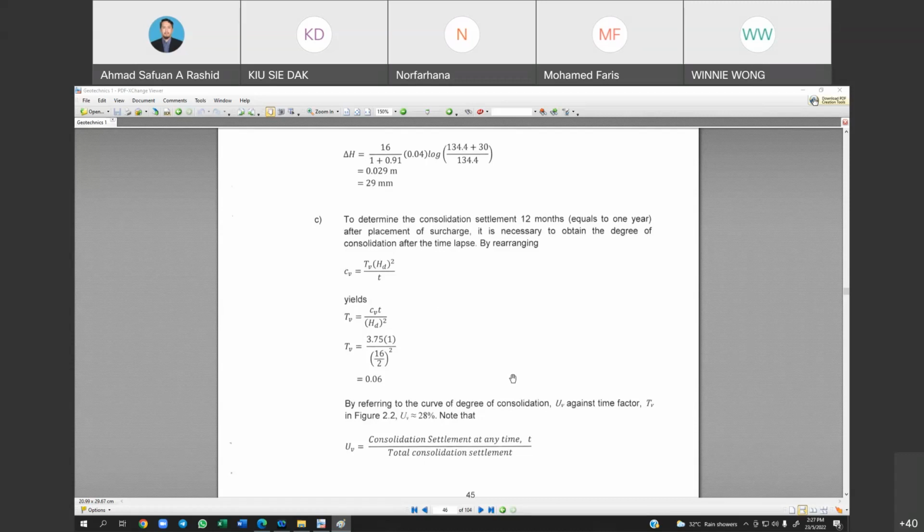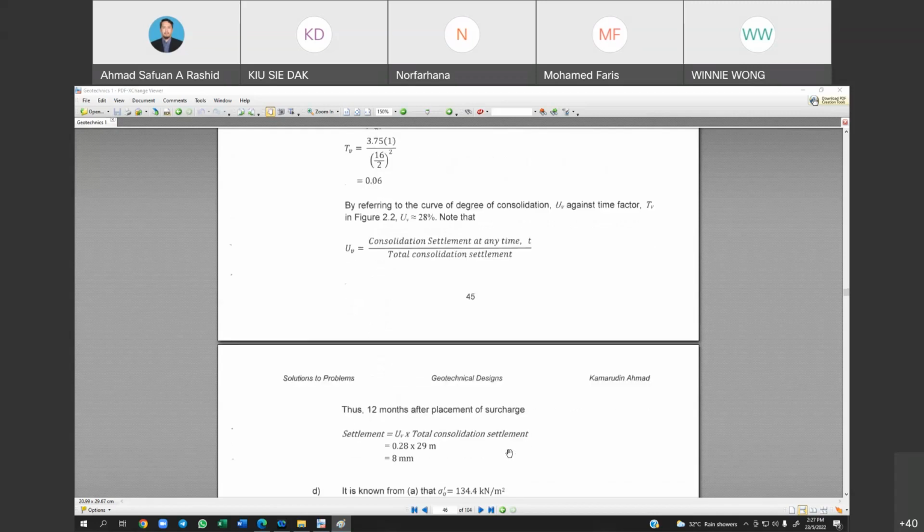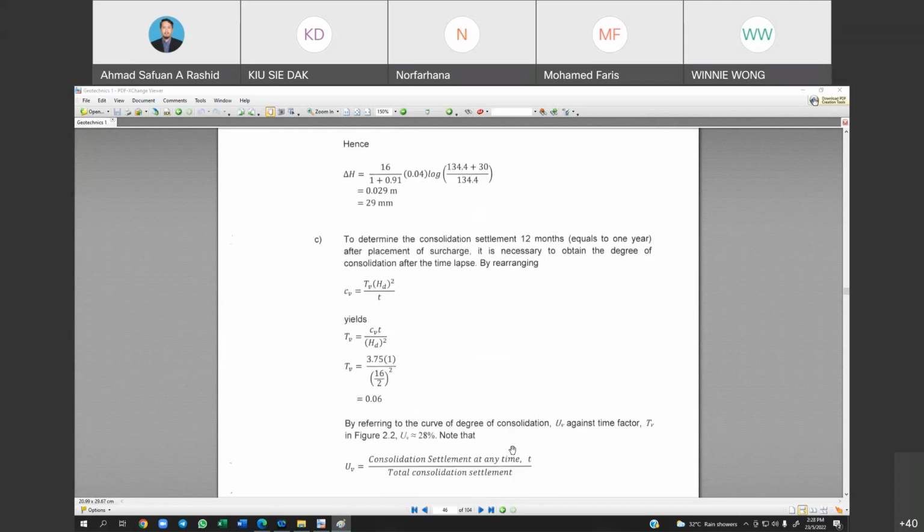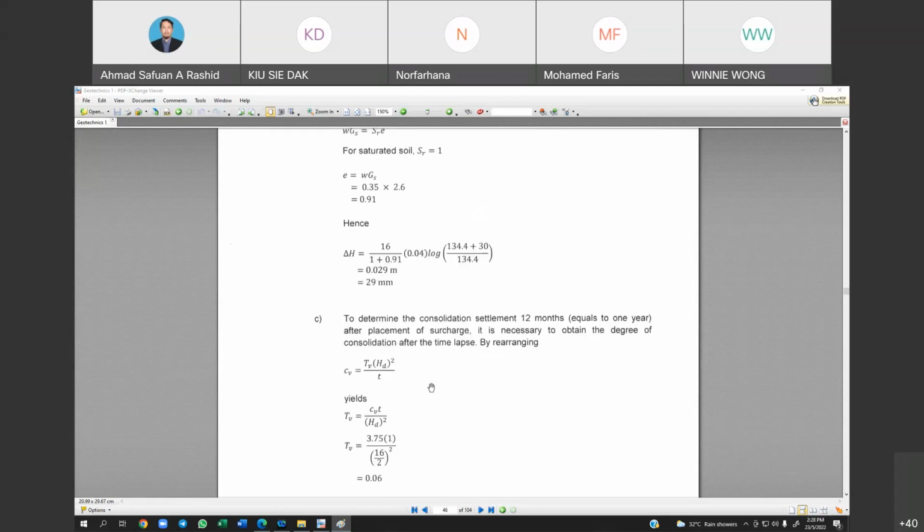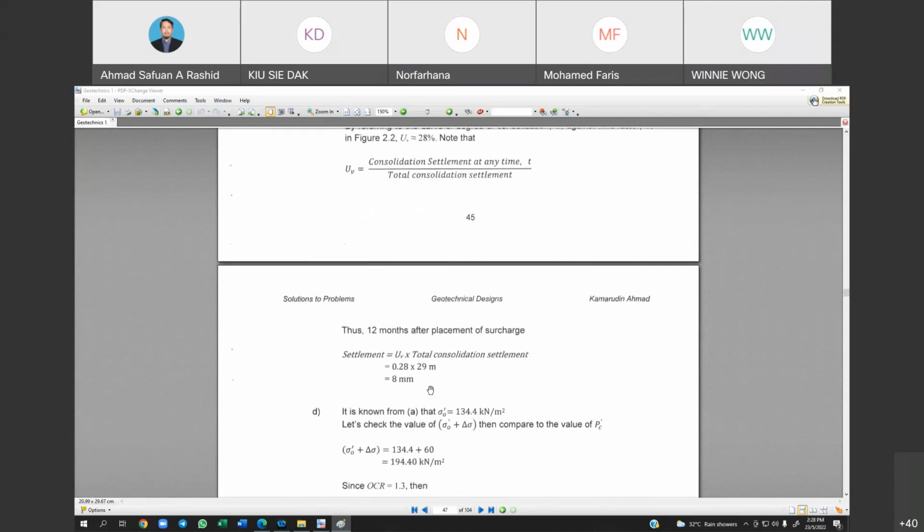So UV is equal to 28, which means that the degree of consolidation is 28%. So the settlement 12 months after placement of the surcharge is equal to 0.28 times 29. The 29 is from part B. Then multiply with 0.28, so the value is about 8 millimeter.